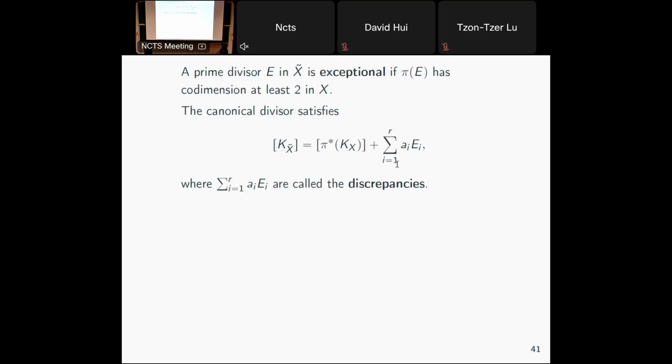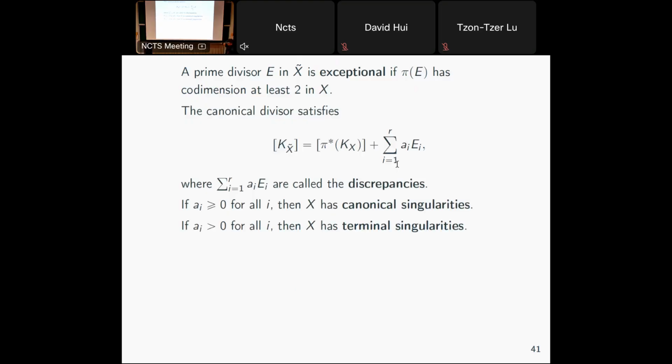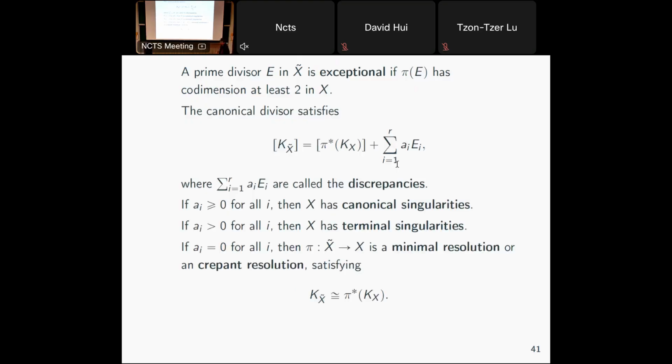And then the canonical divisor should satisfy this relation. You pull back the canonical bundle, and then you already have a canonical bundle, so they should satisfy this relation. This last part is called the discrepancies, and if the a_i are positive, you have canonical singularities. If they are strictly positive, you have terminal singularities, and if they are all zero, which I like, we'll call it the minimal resolution or crepant resolution, then the canonical bundles are just pullbacks of one another.